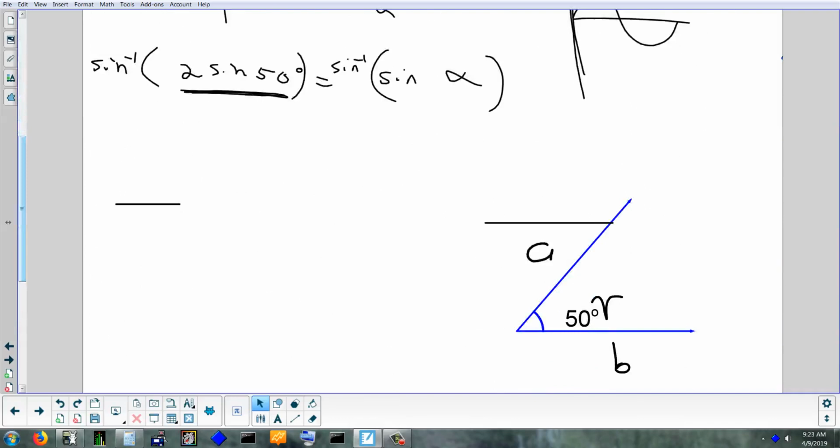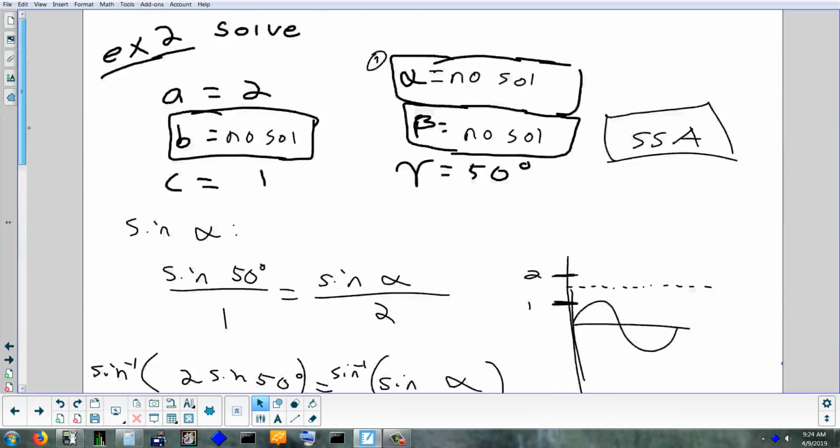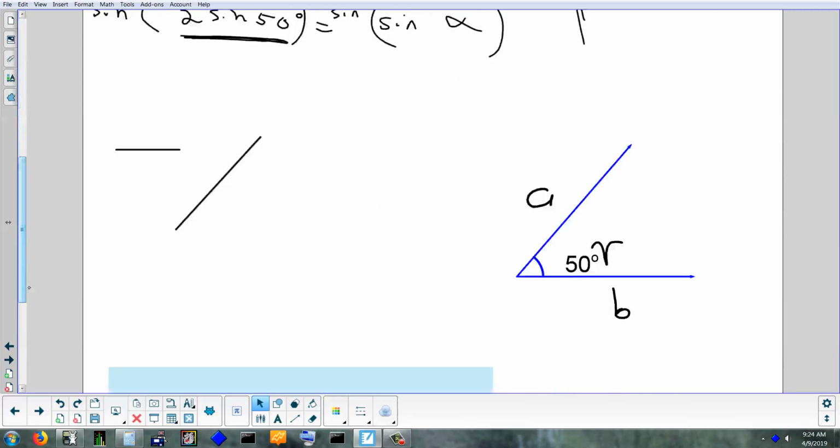So what I have to do is set A at a 50-degree angle. How do I do that? I'm going to use the protractor. Close enough. So I have A set at a 50-degree angle to the horizontal. Now B. All right. B we don't know. B wasn't given. C was 1. C is over here. It's the side that comes off the top.